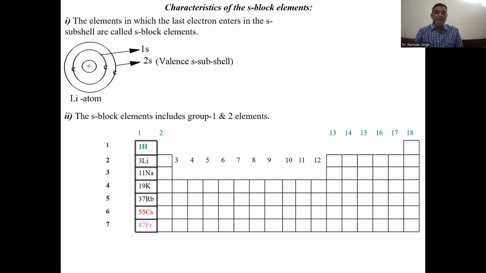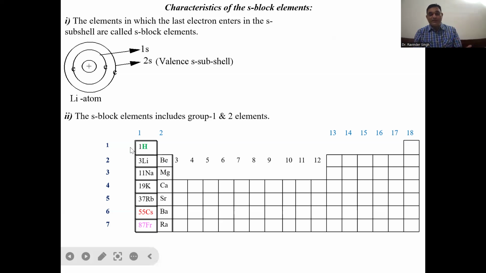So now what about group number 2? In group number 2, the elements are beryllium, magnesium, calcium, strontium, barium, and radium. Because in group number 2, the first element is present in period number 2. There is no element present in the first period in group number 2.